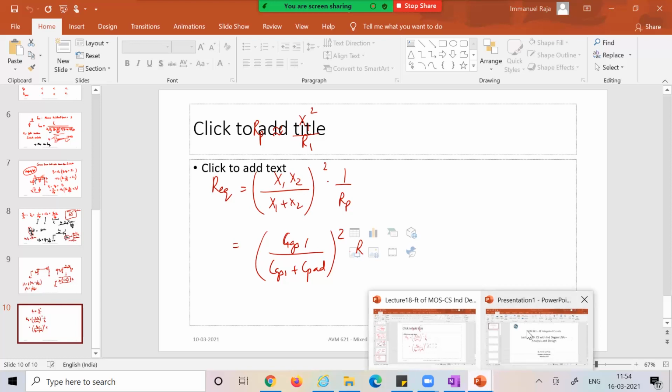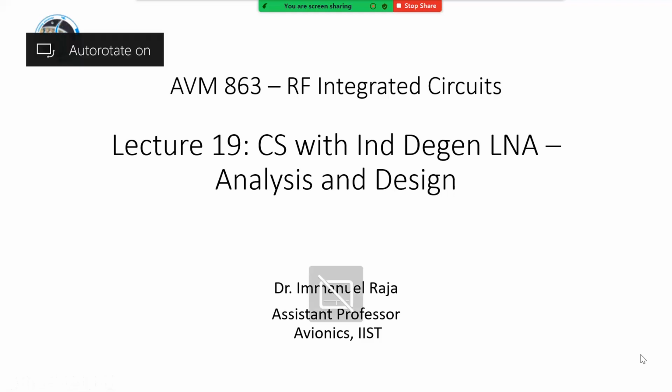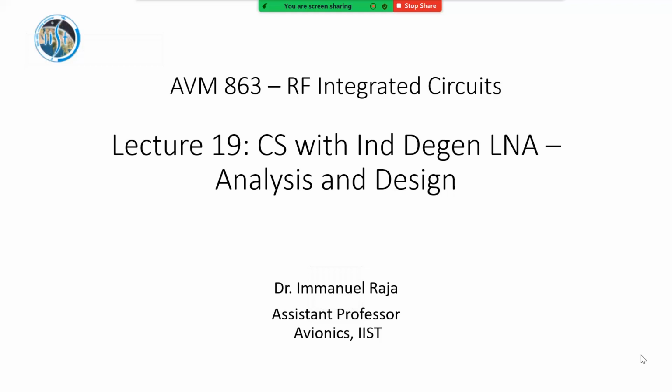Now let's start off from there. With the other topologies, one of the important things that we need to do is to see what is the noise figure of this LNA. That is going to be the important parameter for any LNA, so let us try to derive the noise figure.